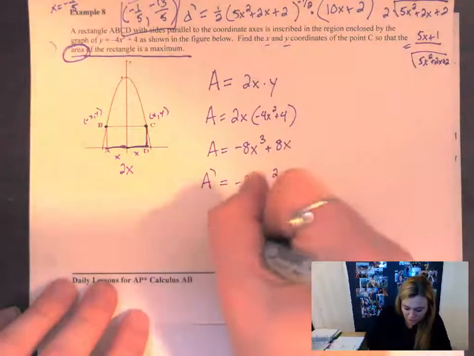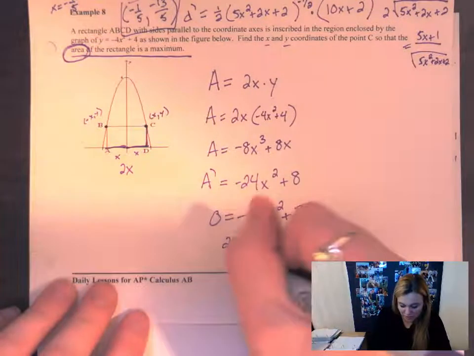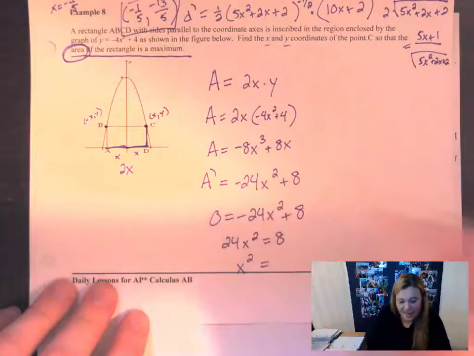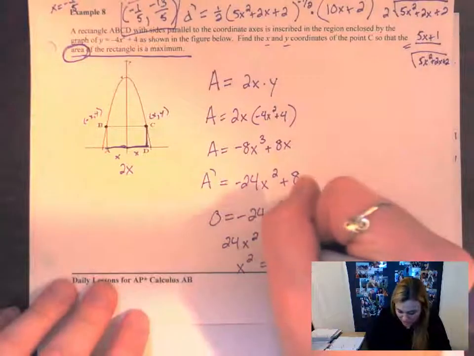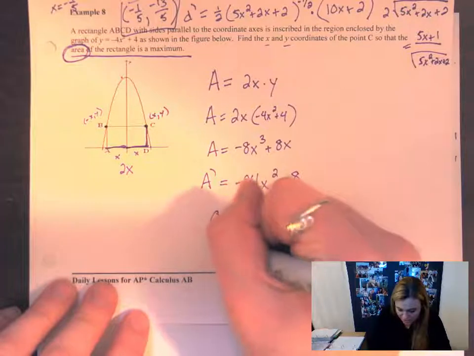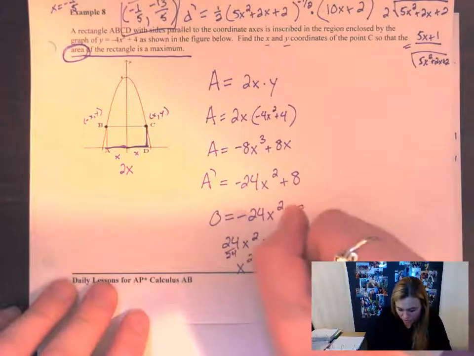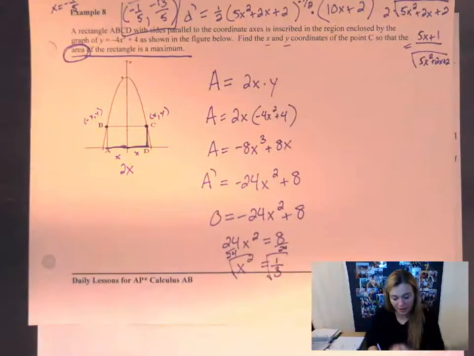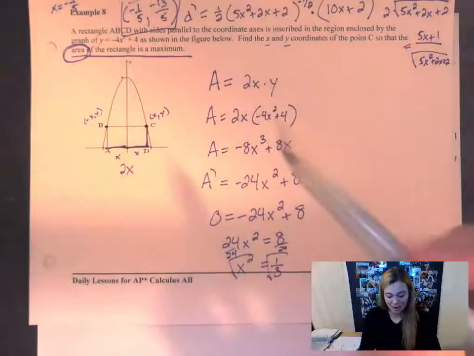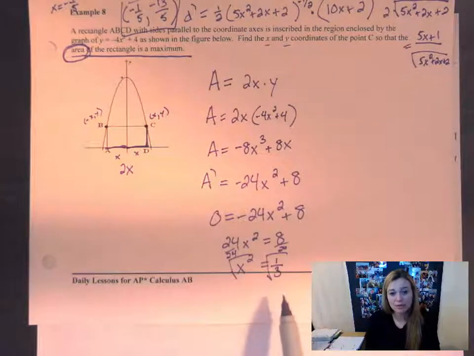I would get 24x squared is equal to 8 if I add 24x squared on both sides. Divide by 24. 8 over 24, if I reduce this, would be 1 over 3. Take the square root. In this one, I can see right now that x is a positive coordinate, so I don't have to worry about positive or negative here.